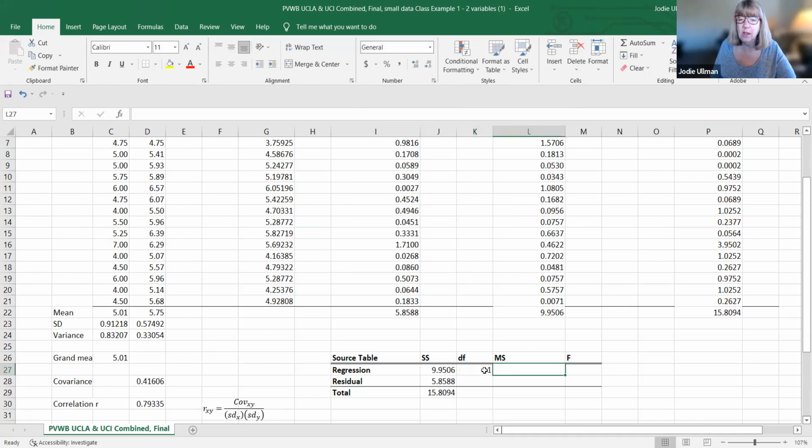We have 1. So we have one predictor. So we have 1 degree of freedom. We have 20 people total. And you know how the total degrees of freedom is usually n minus 1. So we have n minus 1.